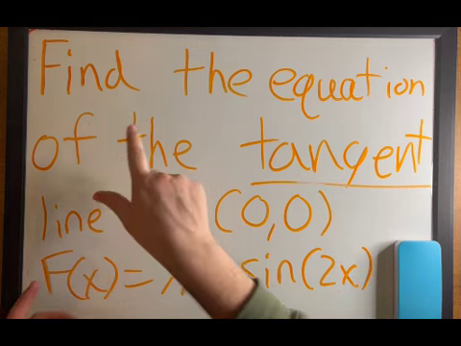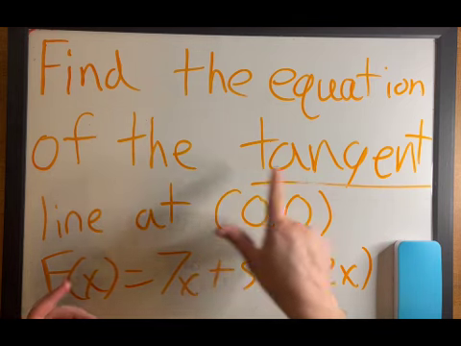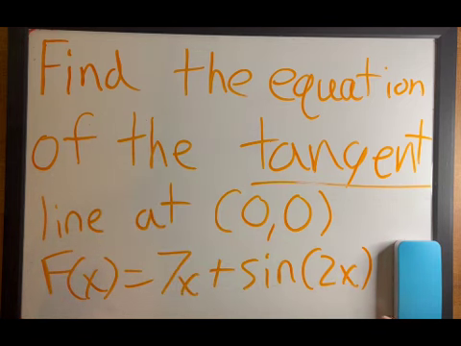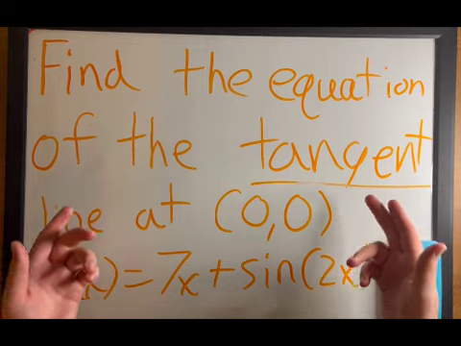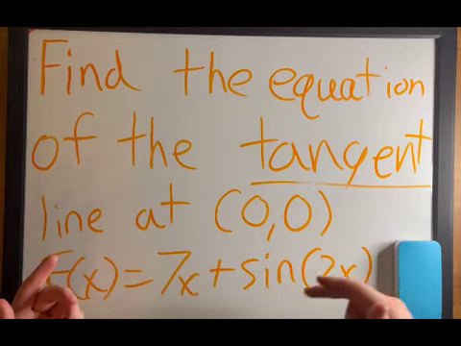This time we're talking about finding an equation of the tangent line at (0, 0) with the equation f of x equals 7x plus sine of 2x. But before we get into this, let's go over what the tangent line really is.